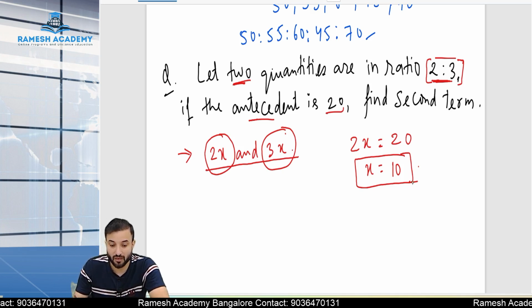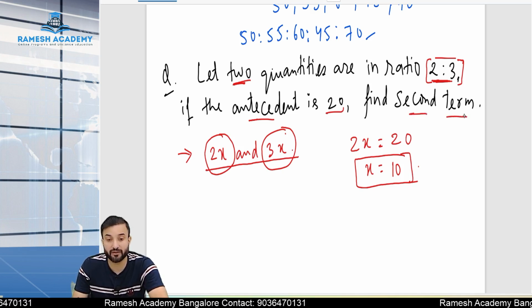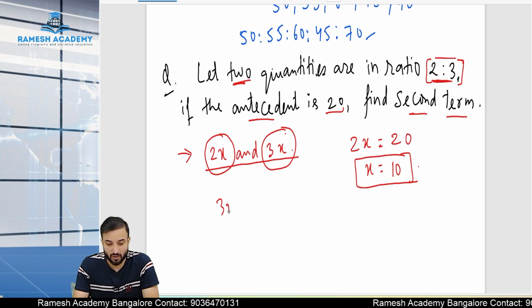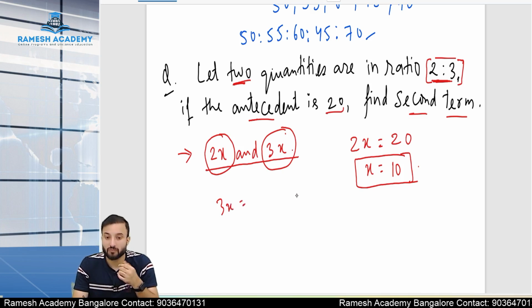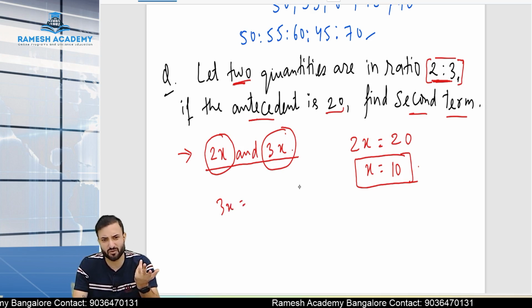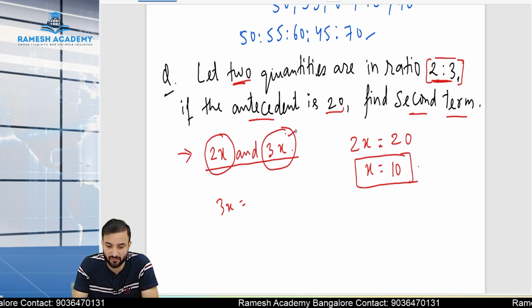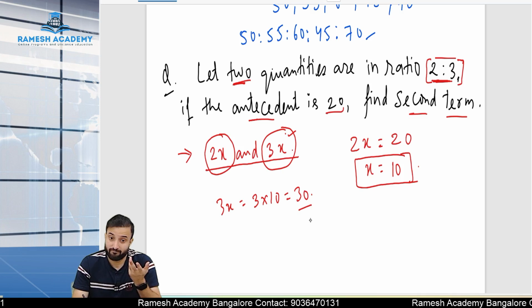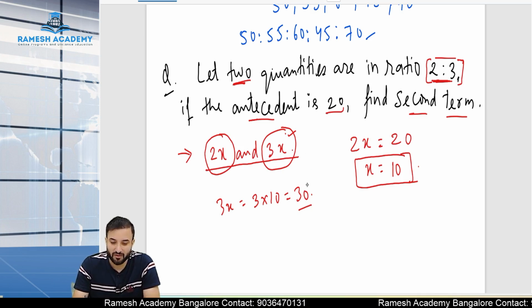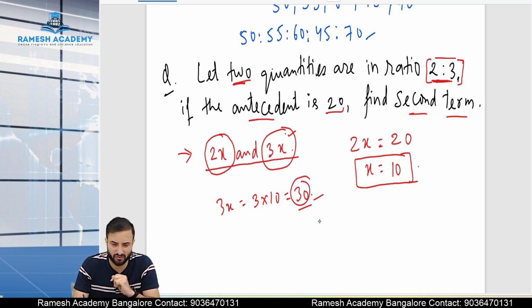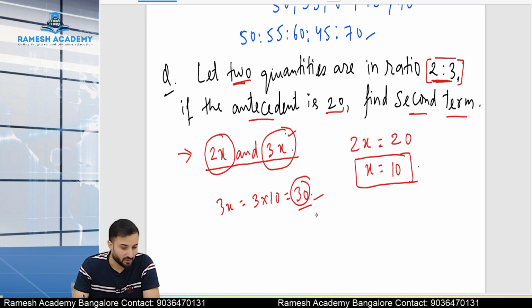Now they said find the second term. Second term means 3x, or they may say find the consequent, or find the second quantity. Like this is the question. To find the second term, it is 3x, x is 10, so 3 into 10 becomes 30. Simple. So the answer is 30. Like this they will ask for the antecedent and consequent.